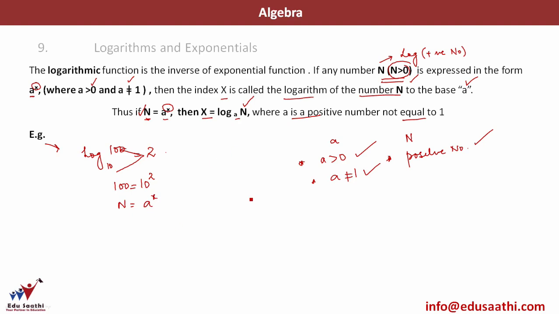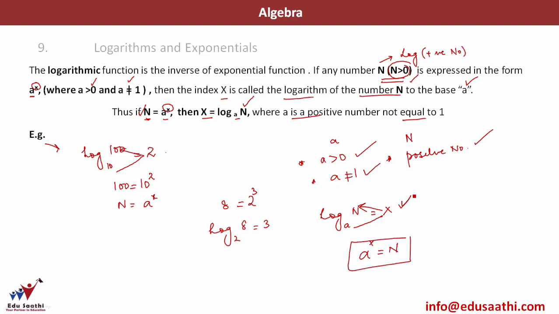N is equal to a raised to power x. So if I write 2 cube is 8, that means log of 8 to the base 2 will come out to be 3. So if I write in general, log of a number n to the base a is x, that means a raised to power x will be actually equal to n. The answer for log is the power for which the base must be raised to get to the value of the number.